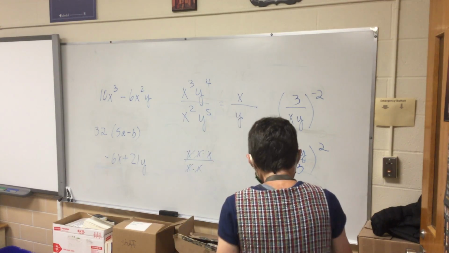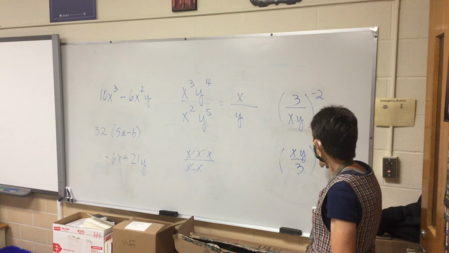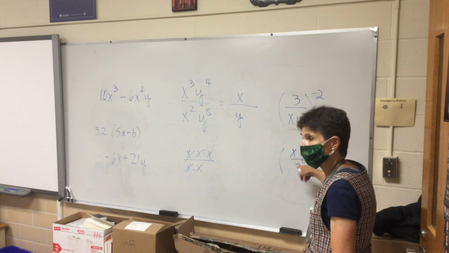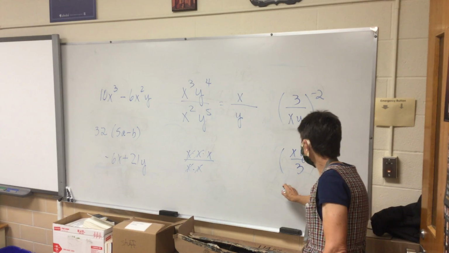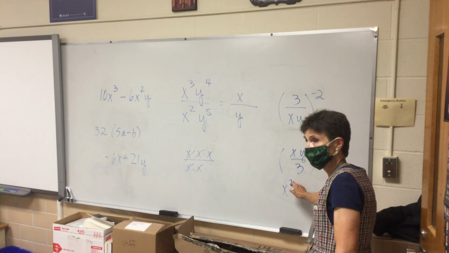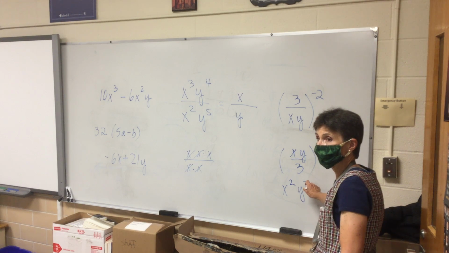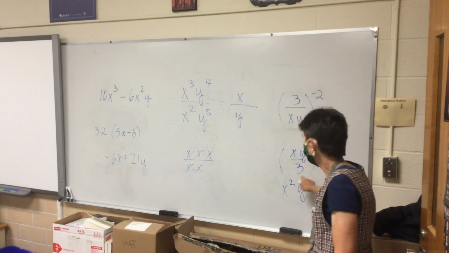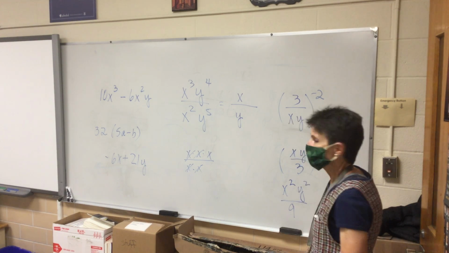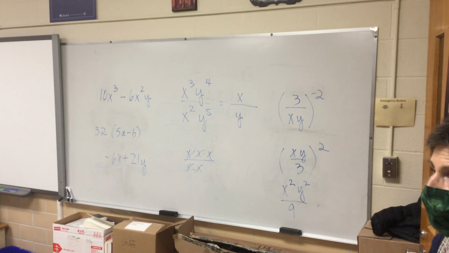Okay. Now, when you have a parentheses to a power, everything in the parentheses gets the power. So this is going to become an x to the second. This is going to become a y to the second. And what about the bottom? 9. Very good. So there's your answer: x squared y squared over 9. Perfect.